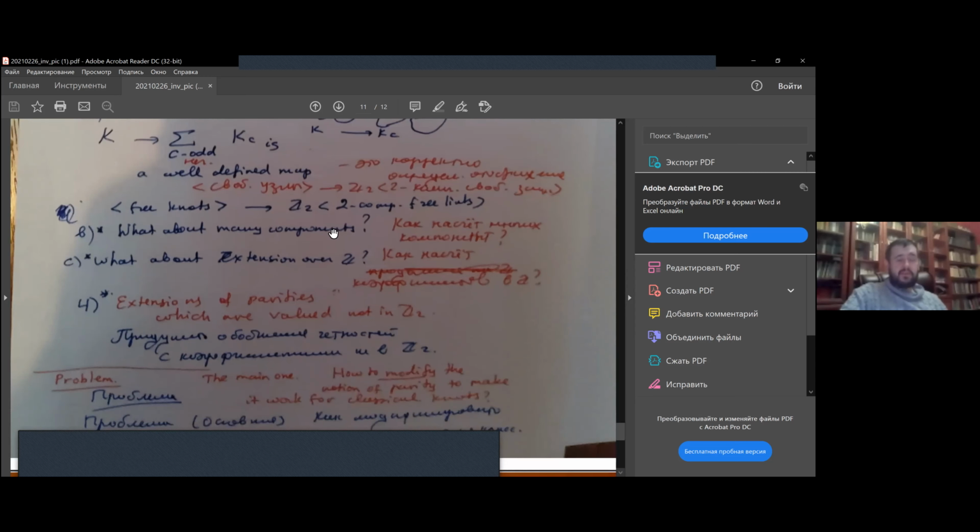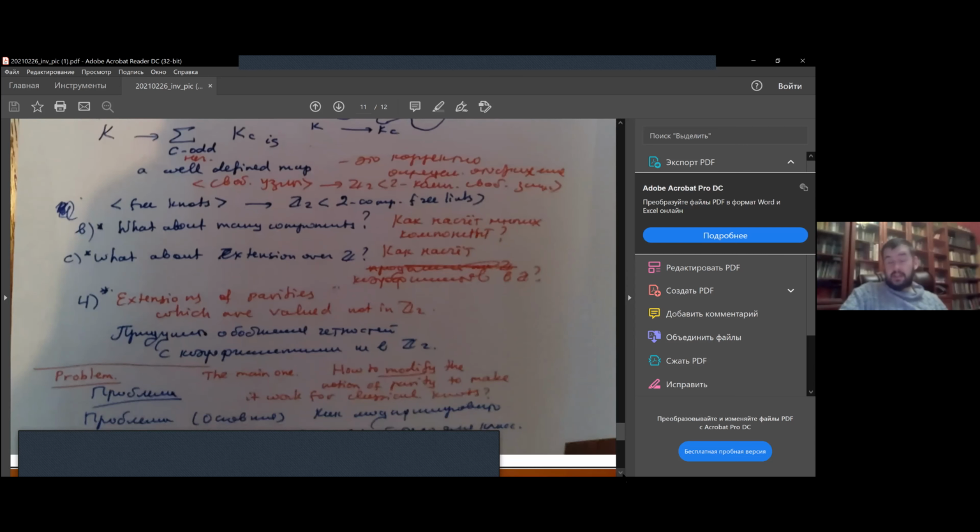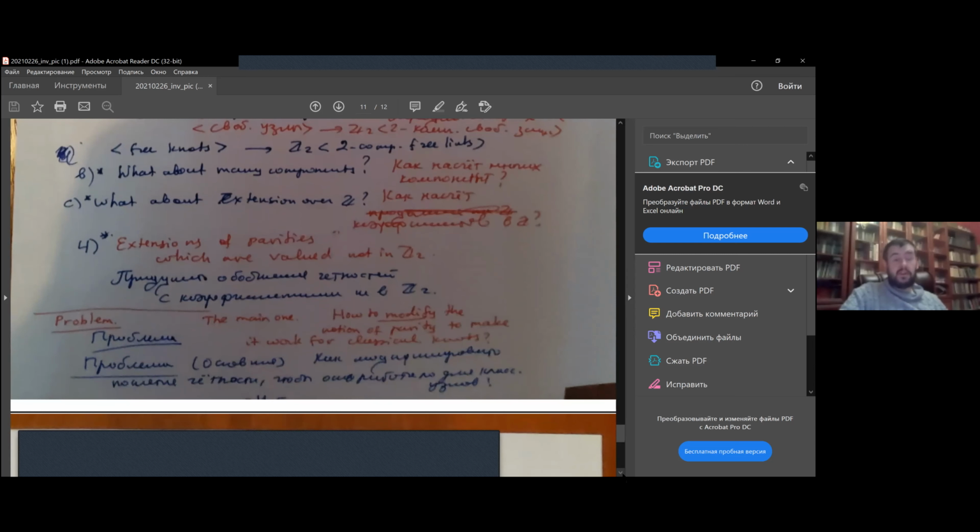And now try to imagine what will happen if we have many components. Что случится, если у нас есть много компонентов? Можем ли мы сделать это определенным с целыми коэффициентами? Can we do that for integer coefficients? Actually, try to look at extensions of parities which are not valued in Z2. Maybe you can get parities valued in certain groups.